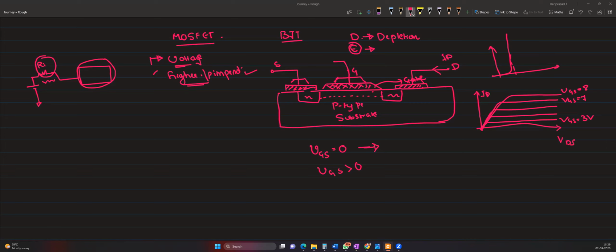For determining the current ID, we have the relation ID equals K times VGS, the gate to source voltage you have applied, minus VT, whole squared. VT is the threshold voltage for a given MOSFET. And K is given by the equation ID on divided by VGS minus VT, whole squared.